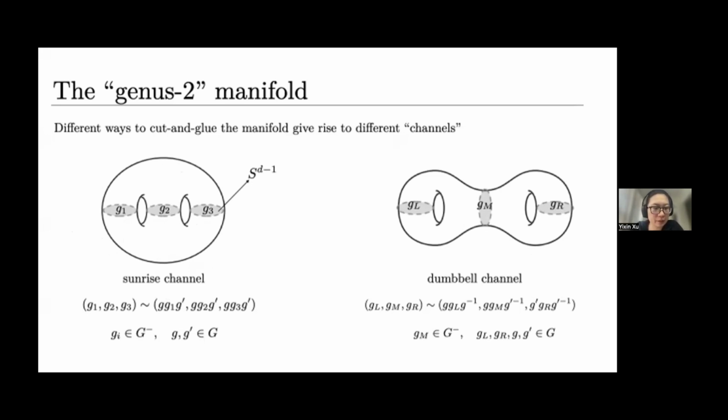From both of these constructions, we see that the dimension of the moduli space, by which I mean the moduli space of flat conformal structures, is the same as the dimension of the conformal group. So in 1D, the genus-2 partition function will depend on 3 cross ratios, and in 3D, it will depend on 10 independent cross ratios.